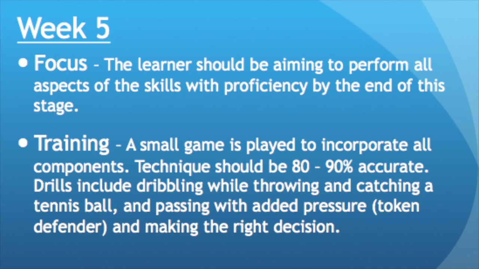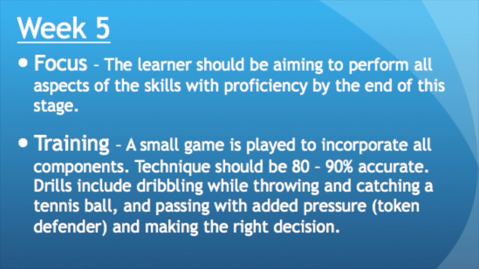In week 5, the final week of the skills training program, the learner should be aiming to perform all aspects of the skills with proficiency. In terms of training, a small game simulation will be played to incorporate all components of the passing and dribbling skills. The technique for both skills should be 80 to 90% accurate.